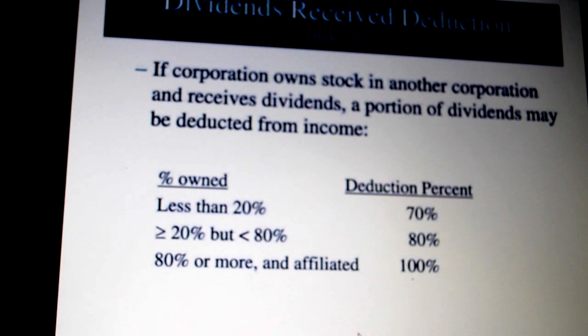This table illustrates that the amount of the dividends received deduction depends on the percentage of ownership the recipient corporate shareholder holds in the domestic corporation making the dividend distribution. Percentage of ownership by corporate shareholders and the deduction percentage. If it's less than 20%, then the deduction percentage is 70%. If it's 20% or more but less than 80%, then the deduction percentage is 80%. If the percentage of ownership by corporate shareholders is 80% or more, then the deduction percentage is 100%.